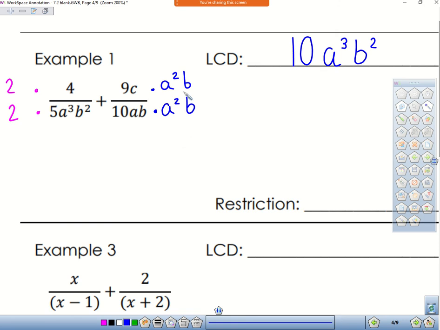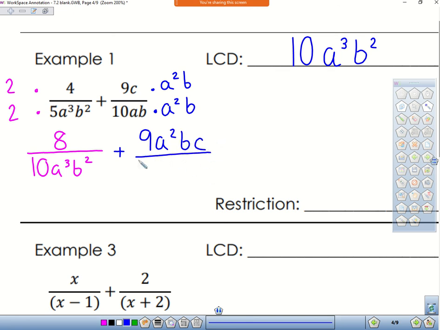So the goal is to get it to that same denominator. At this stage, you can either write it as 2 separate fractions still, which we'll do to get started. So 2 times 4 is 8. And then the denominator will be 2 times 5, which is 10 a cubed b squared, plus 9 a squared b c. I usually like to put my variables in alphabetical order. And then the denominator will be 10 a cubed b squared. So our goal is to get it to that common LCD.